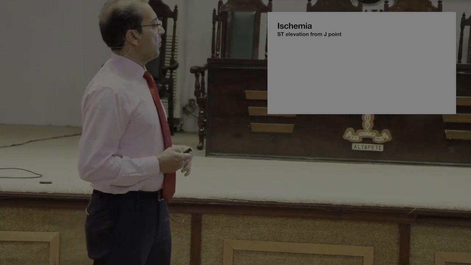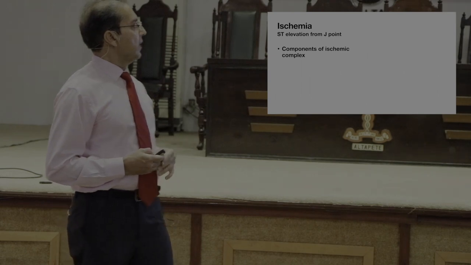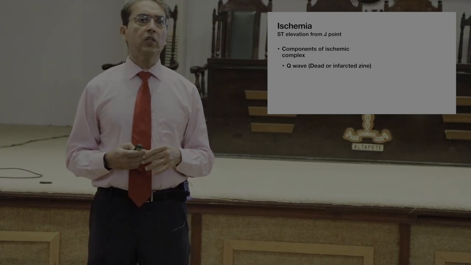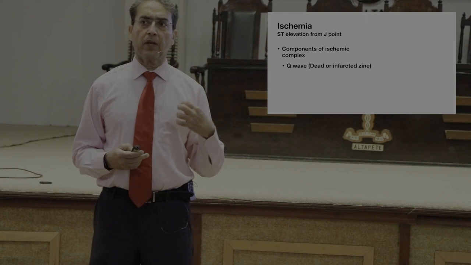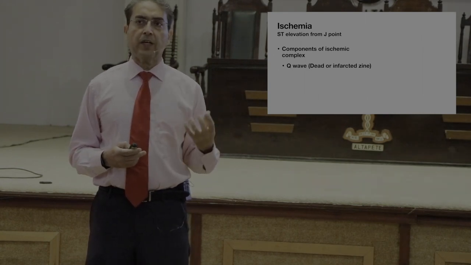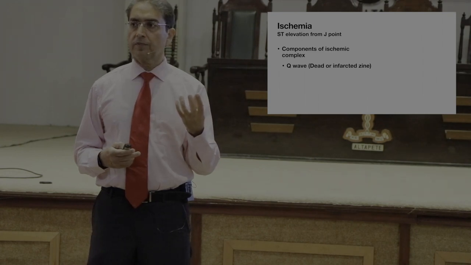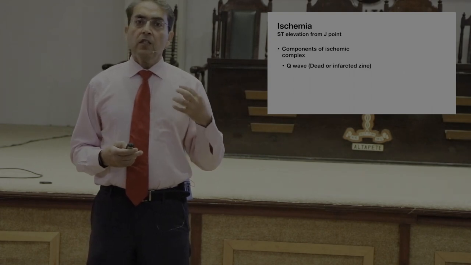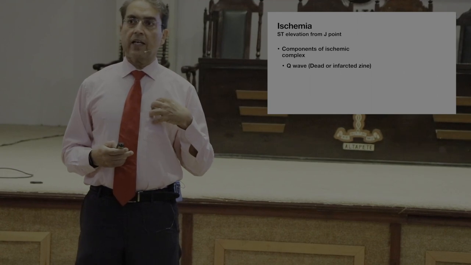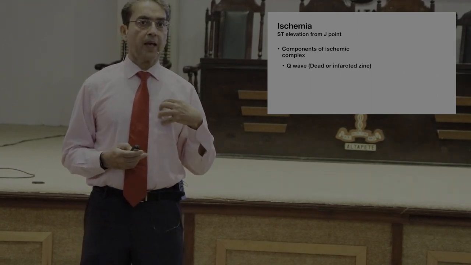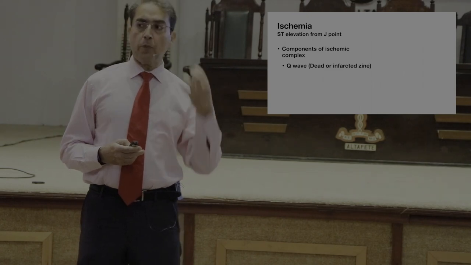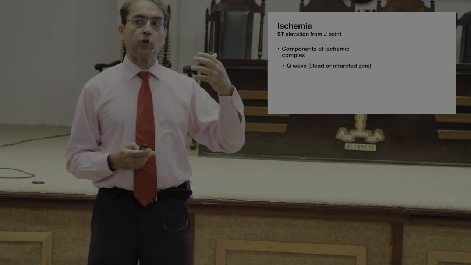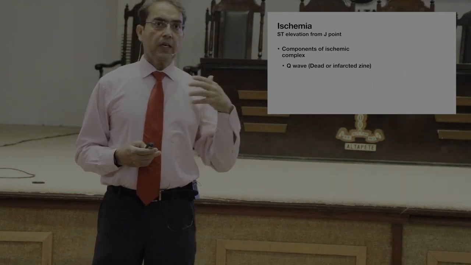Now, what are the components of the ECG? The Q wave indicates a dead or infarcted zone. Why do we see a Q wave? A Q wave is a negative reflection. If, for example, there is a Q wave visible in chest lead 3 or chest lead 4, the myocardium in front of that lead is dead. It's electrically silent. There is no current in it. So now this lead will be showing the current of the opposite wall, which will be moving away from this electrode. That's why it will show a negative reflection. Is it clear?